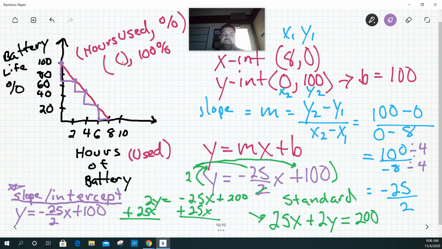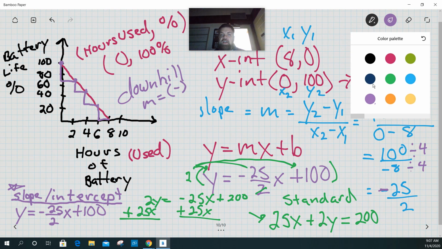Why is it negative? Because it's downhill. So those are all the connections that we need to make. You have a graph that goes downhill, so the slope should be negative, right? When we do all the math, the slope is negative, right? And there's two different ways to represent the graph. If I plug this in a graphing calculator, I'm going to get the same answer no matter how I graph it.